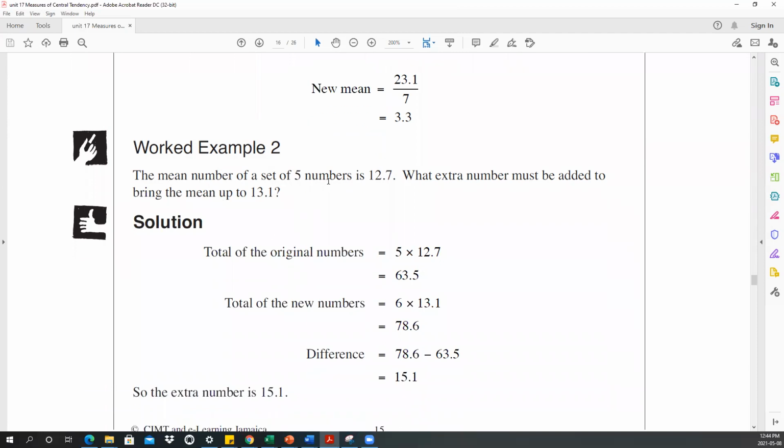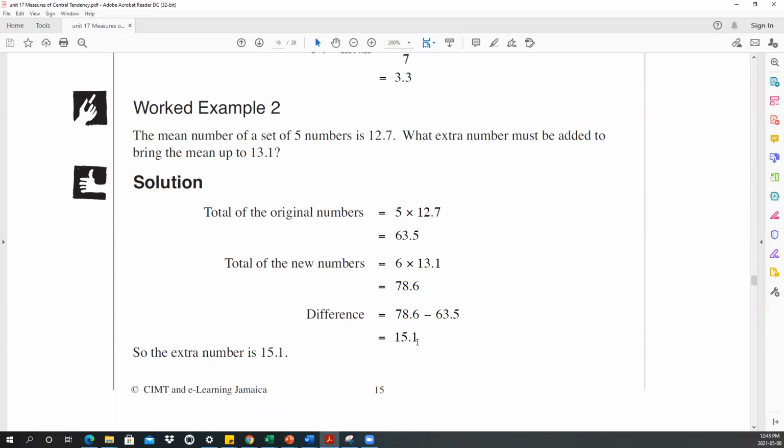The mean of a set of 5 numbers is 12.7. What extra number must be added to bring the mean up to 13.1? So again, total of the original numbers, 63.5. Total of the new numbers, right? Because they want you to bring it up to 13.1. If you add a number, it's going to move from 5 to 6. And then the total of the new numbers can be 6 times 13.1, which is 78.6. So that number that would carry it up to 78.6 would be 15.1.